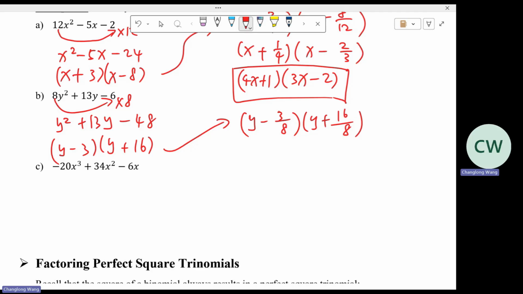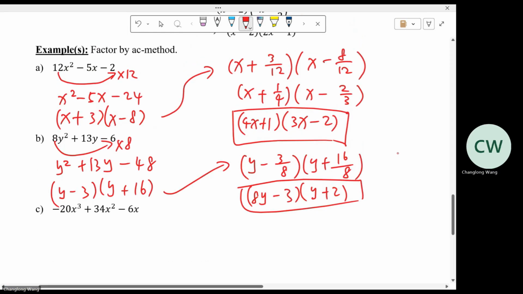Now 3 over 8 does not simplify at all. I'll swing up the 8 and put it in front of y. So 8y minus 3. 16 over 8 does simplify to an integer. Just keep it as is. Okay. All right. The last one.